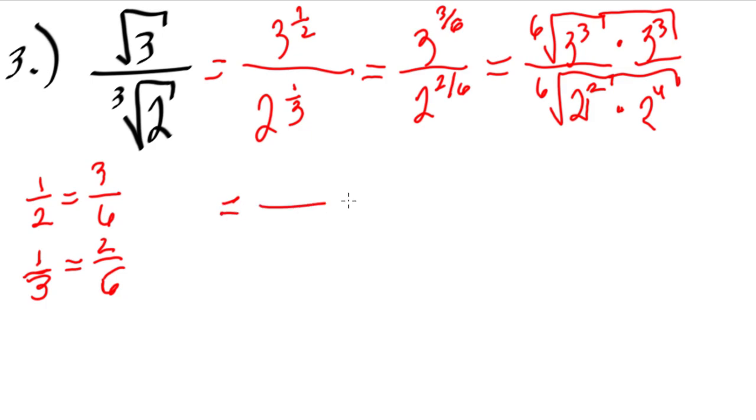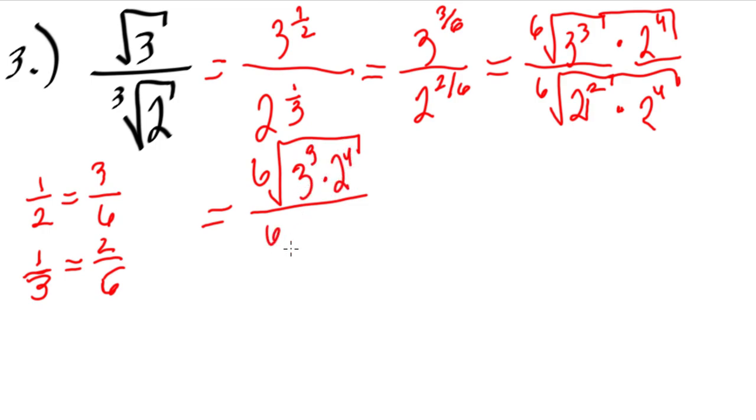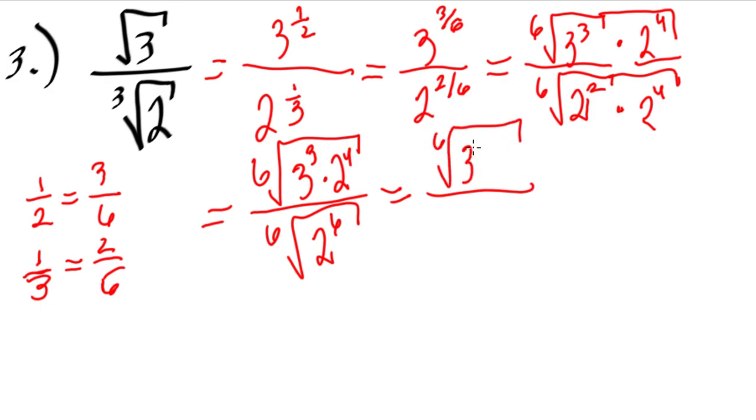Hence, this becomes 6th root of 3 to the 6th. Or, sorry, they shouldn't be like this. They should be 2 raised to 4. My goodness, my bad. Sorry. Continue. 6th root of 3 cubed times 2 raised to 4 all over 6th root of 2 raised to 6. So we can cancel up the roots here, giving us 6th root of 3 cubed times 2 to the 4th, and we have 2 down below.